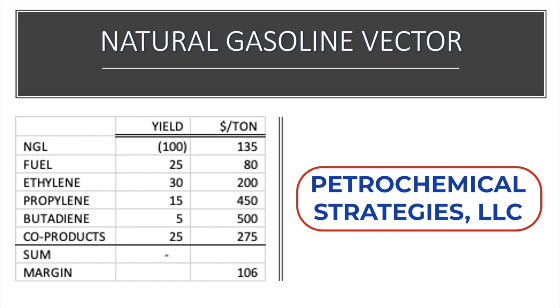Using the generic yields I mentioned earlier, I took a look at the economics for cracking natural gasoline. As you can see, the yields are significantly different from cracking ethane, with ethylene yields down to 30% and propylene yields significantly up to 15%. The other major difference is the amount of margin created by butadiene and co-products. These credits have a major impact on the overall contribution margin, which I calculated to be $106 per ton.